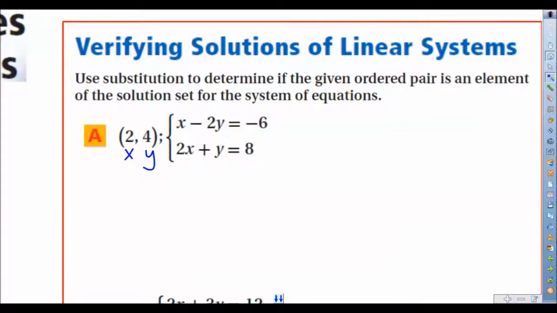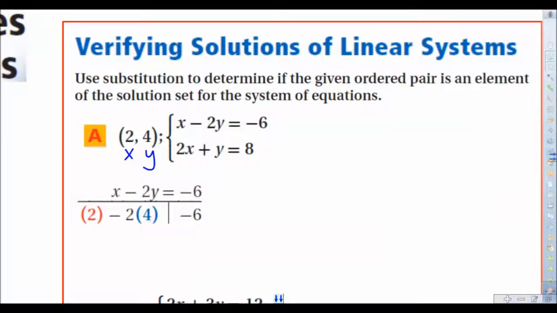So if we do that for the top equation, let's see what we have. So what we're trying to do is let's figure out if we put a 2 in there for x and if we put a 4 in there for y, do we get -6? So if we do 2 times 4, that gives us an 8, right? So we have 2 minus 8, and 2 minus 8, I do believe, is -6.